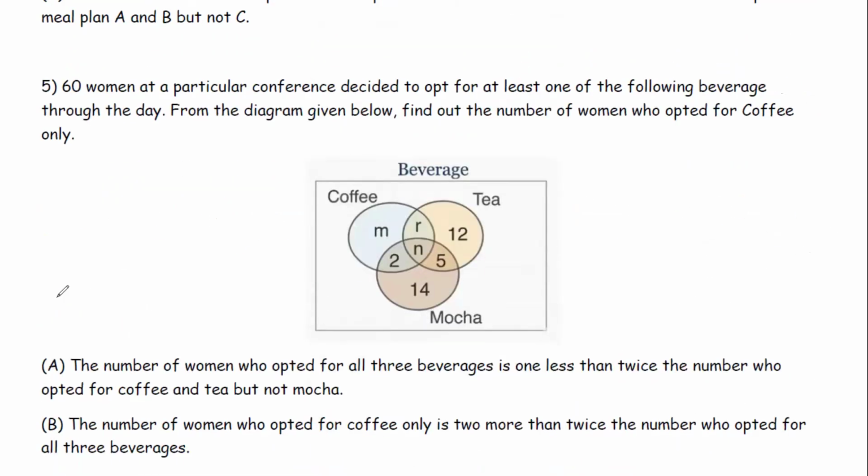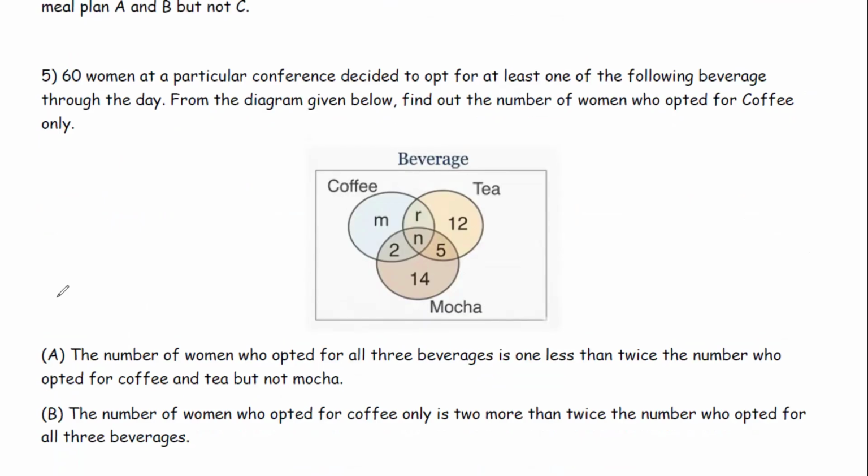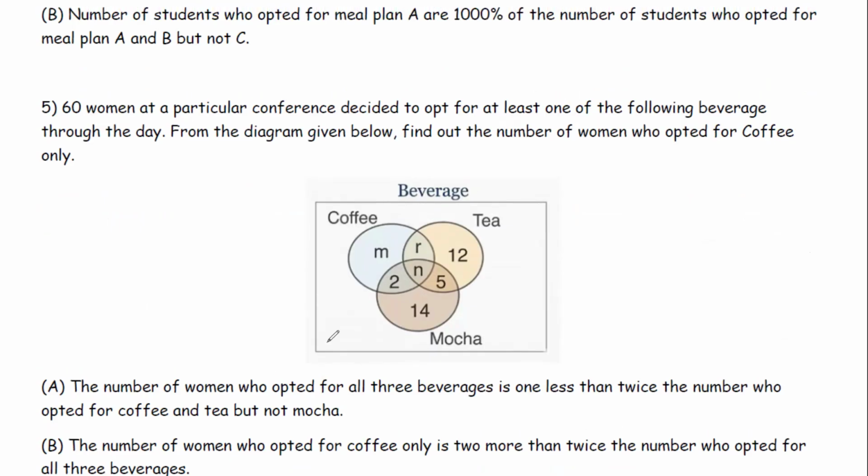Fifth one. 60 women at a particular conference decide to opt for at least one of the following beverages through the day. So again, N is 0 because they opted for at least one of them. So that means all the women had something. Now from the diagram given below, find out the number of women who opted for coffee only. So we are looking at M. M we need to find out.